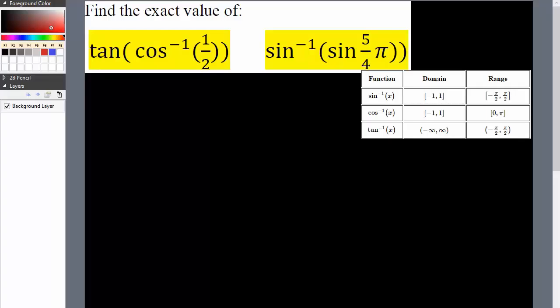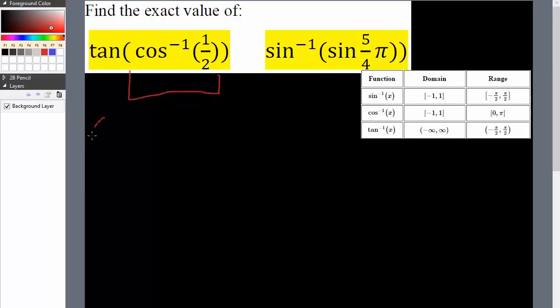Okay, so for this question, we want to find the exact value for tan(cos⁻¹(1/2) and sin⁻¹(sin(5π/4))). And to do so, we'll have to do solving by parts. So this is going to be our first part where we solve cos⁻¹(1/2).